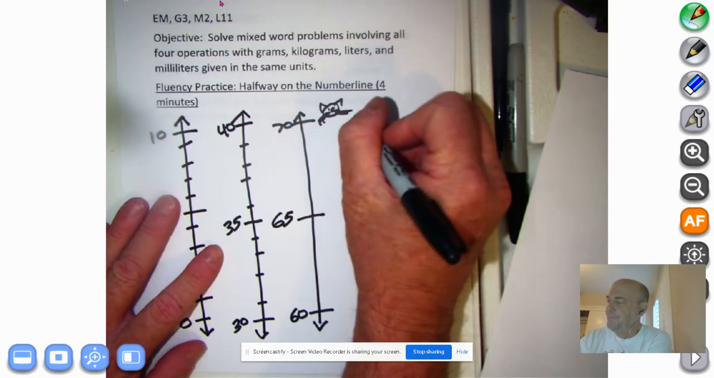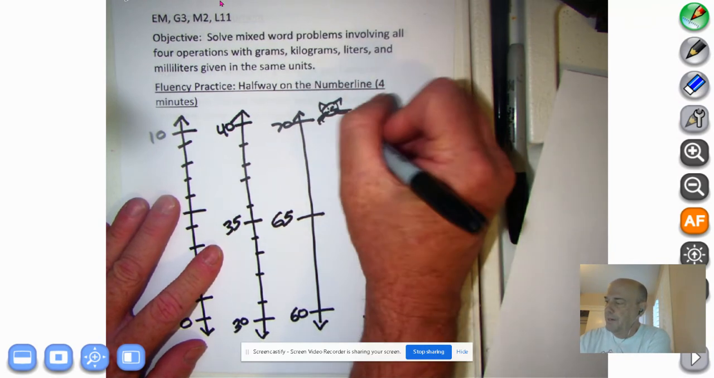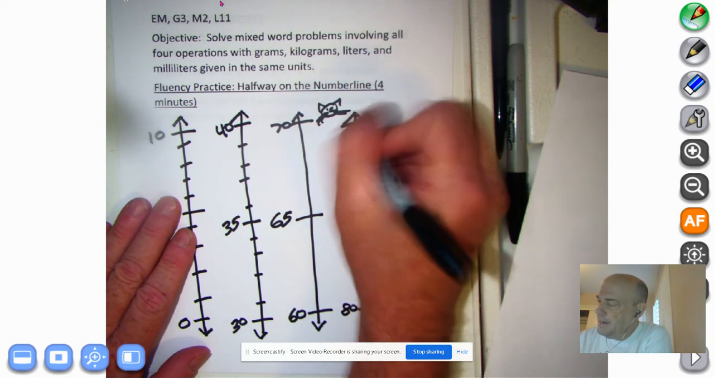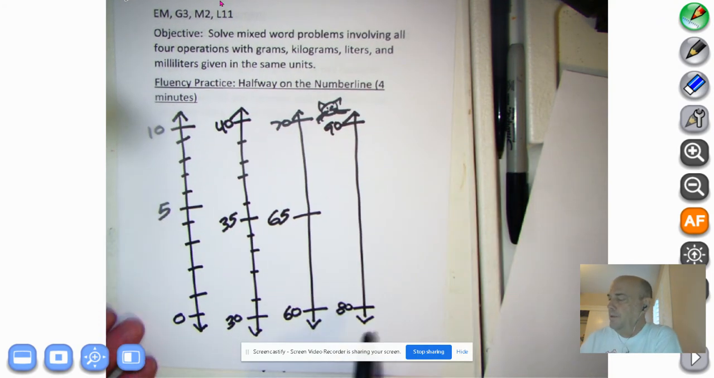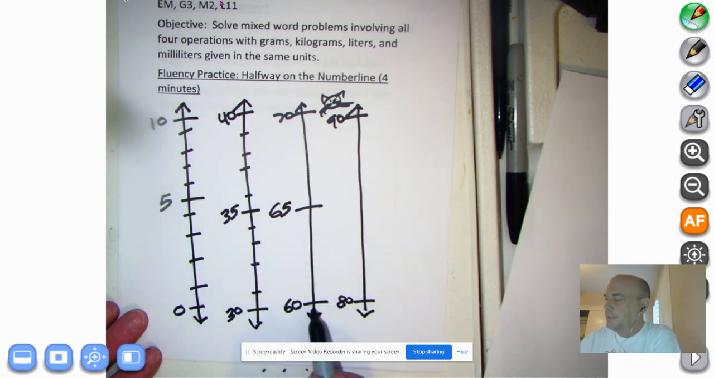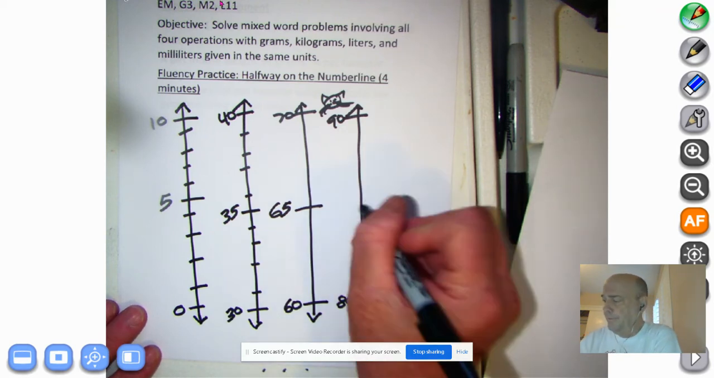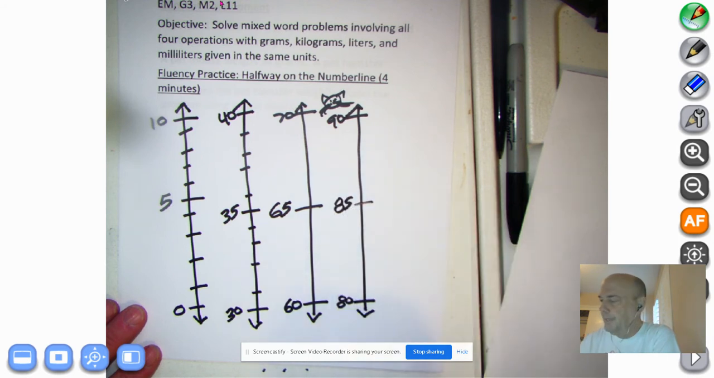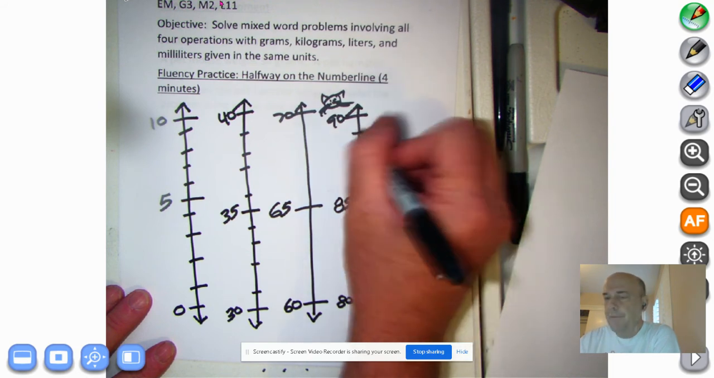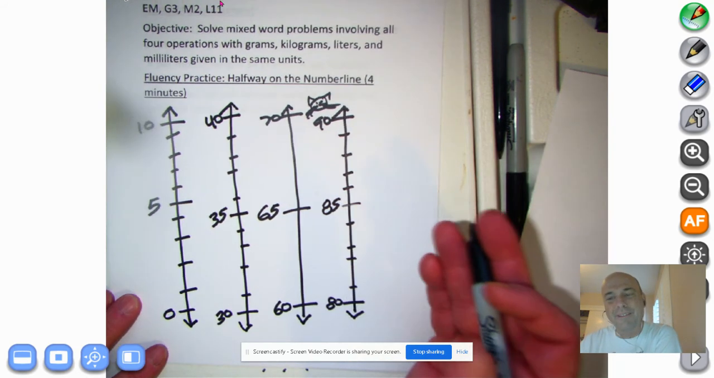Let's try another one. And then we'll save the toughest one, I think, for last. We're going to start off with, let's do 80 and 90. Okay, so we know that 35 is the midway point between 30 and 40. We know that 65 is the midway point between 60 and 70. We know that we don't know yet. What's the midway point between 80 and 90? I think it's probably going to be 85. Don't you agree? Because we have 1, 2, 3, 4, 5. 1, 2, 3, 4, 5. There's 5 on each side. It's the midway point or the halfway point.